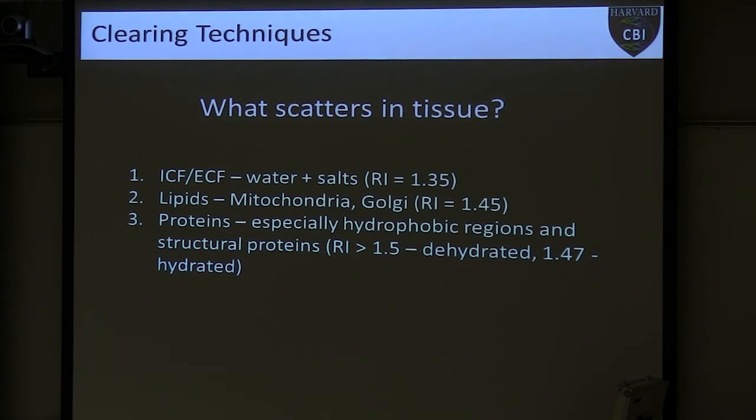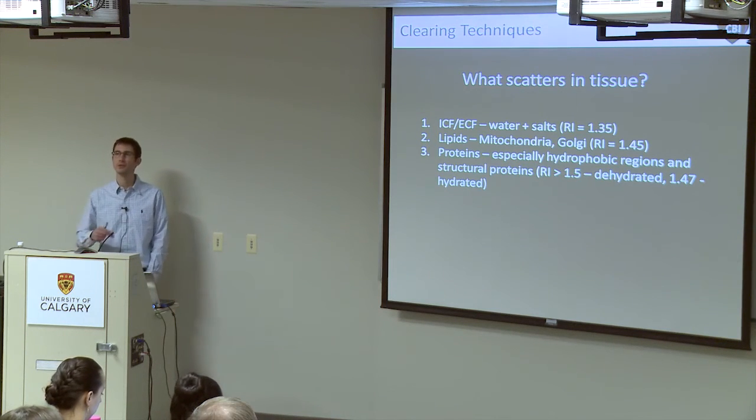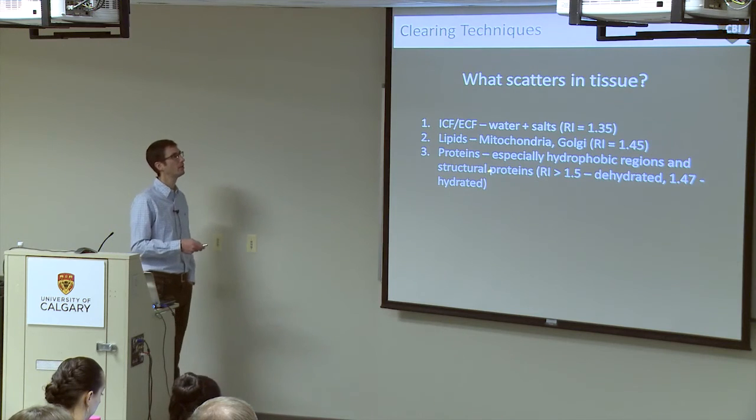So what are our scattering centers in biological tissue? We have a lot of intracellular fluid and extracellular fluid, which is made up of water and salts and has a refractive index a little above water, around 1.35. The main scattering centers in biological tissue are lipids. And not so much the plasma membrane. It's pretty thin. There isn't a lot of time for that light scatter to happen.